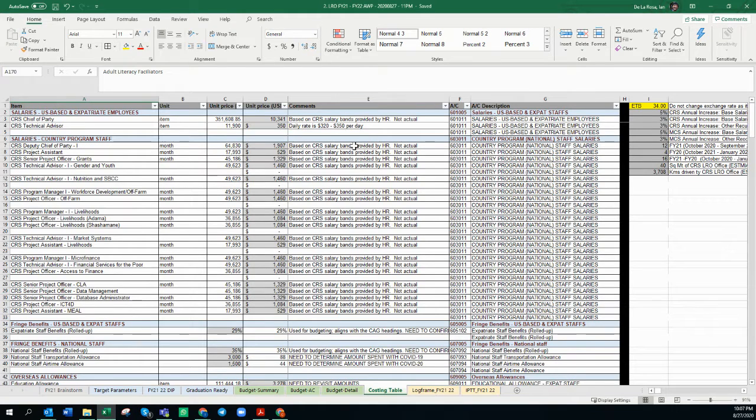Also note that I did put in here salaries based on the salary band provided by HR, not actual. That's in the event that anybody says, wait a second, is this the real person's salary? No, it's just examples by bands for budget details.